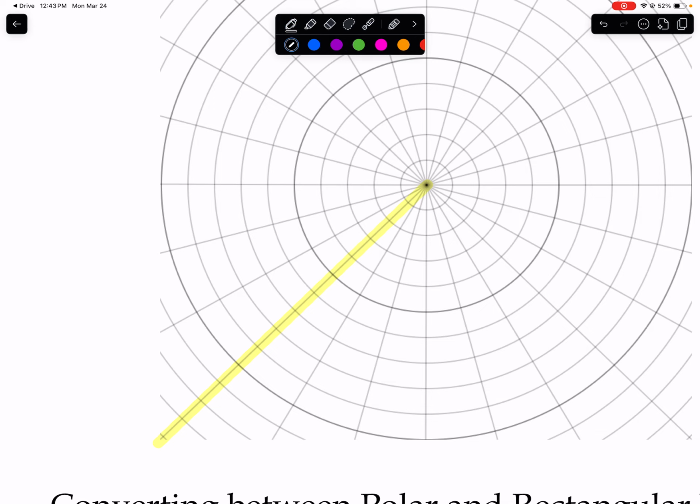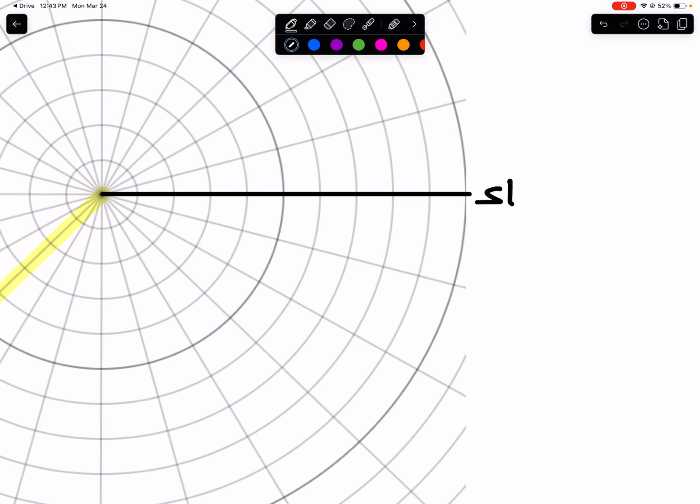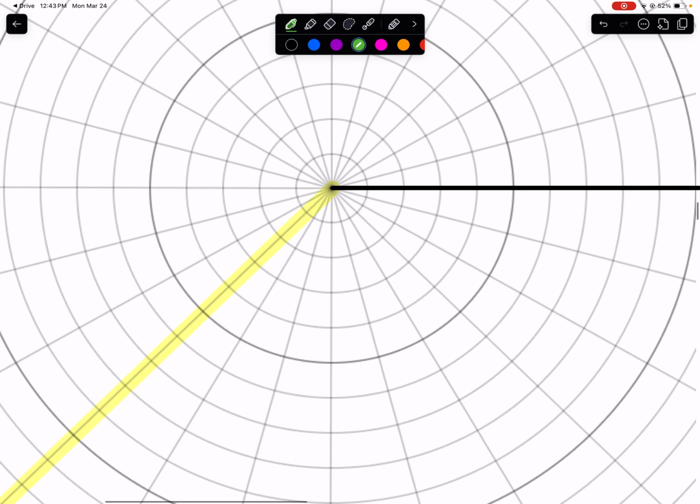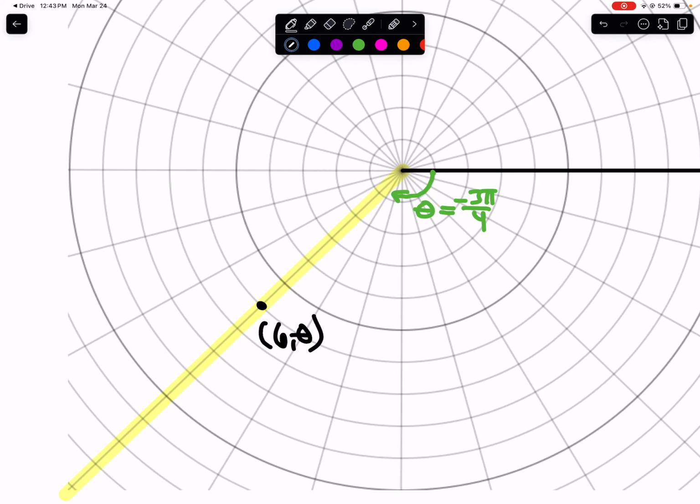But when I am plotting my values, I'm always going to start in standard position. So I'm always going to start on the positive x-axis. This is just how we measure angles. So I know this value here is going to be negative 3 pi over 4. And then I want to go to the 6th circle, so I'm going to be over here. So this is going to be 6 comma some theta value. So this is essentially what we're given.